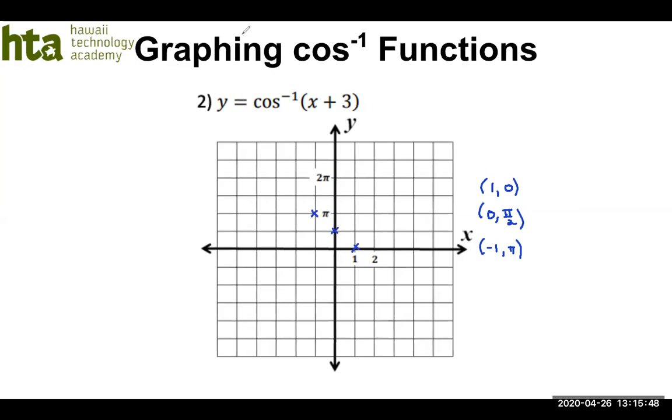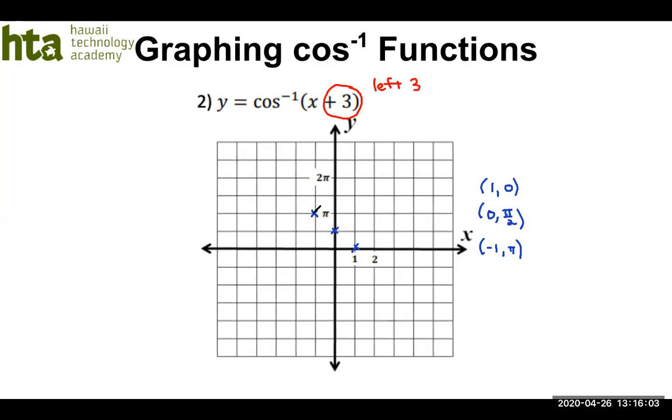Okay, so now what are we doing? What's the transformation we're doing? Well, it says here, this is h. We are shifting horizontally, and we are shifting to the left 3 units. Okay, so we're shifting all these points left 3 units.